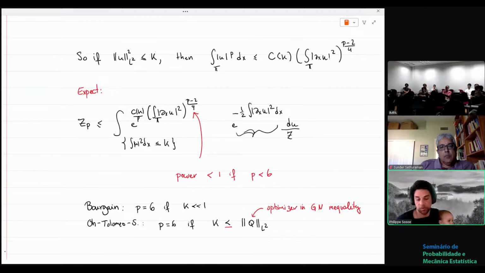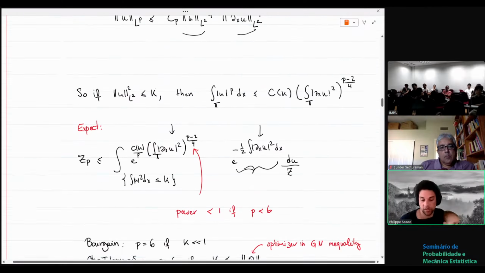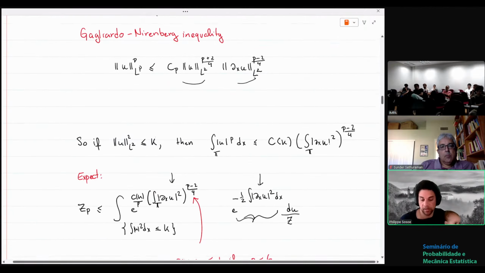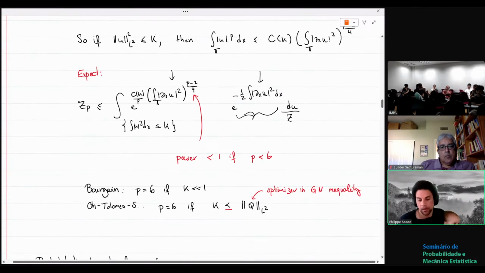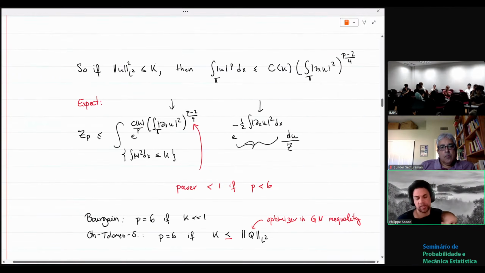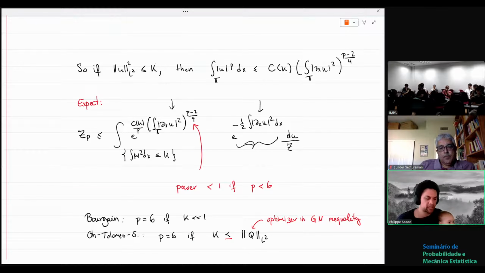When p is equal to 6, the question of whether the nonlinear term or this term dominates is going to be more delicate, and it's going to depend on the constant c of k, the constant that appears in the Gagliardo-Nirenberg inequality. Indeed, Bourgain, for p equal to 6, using some Littlewood-Paley argument, is basically using a Sobolev inequality.